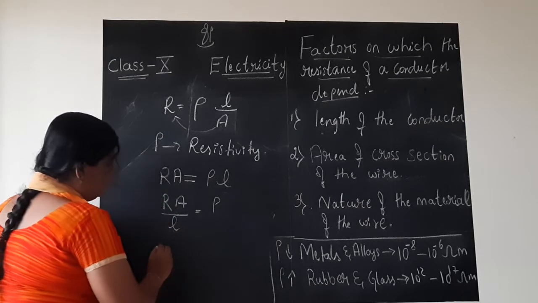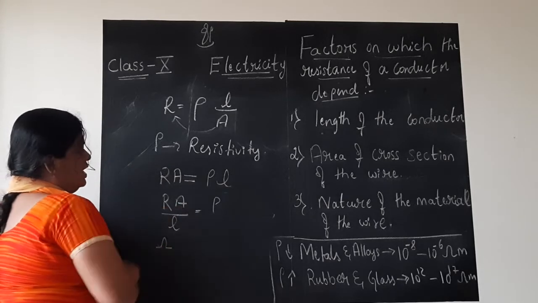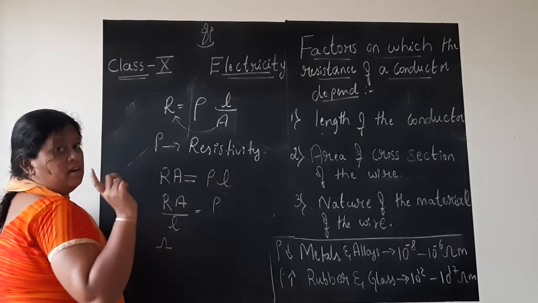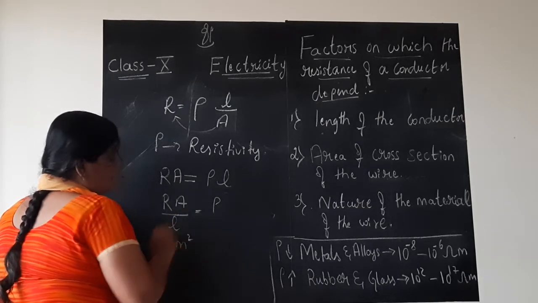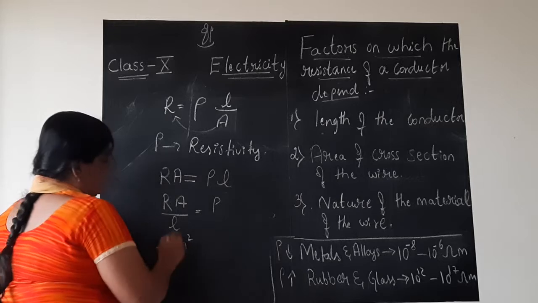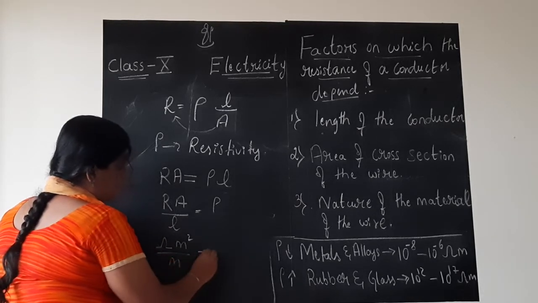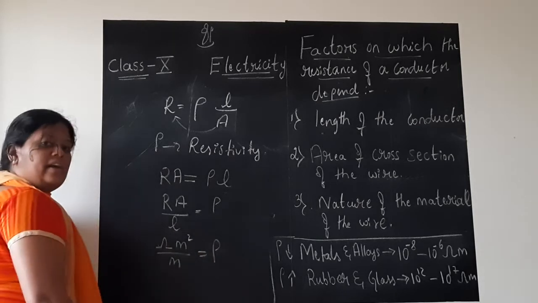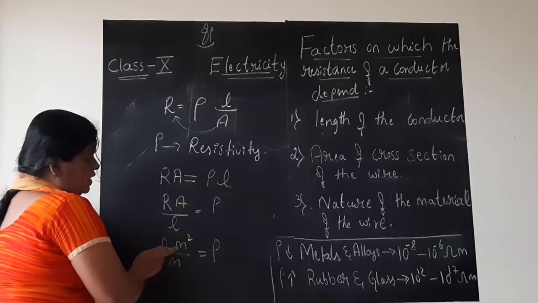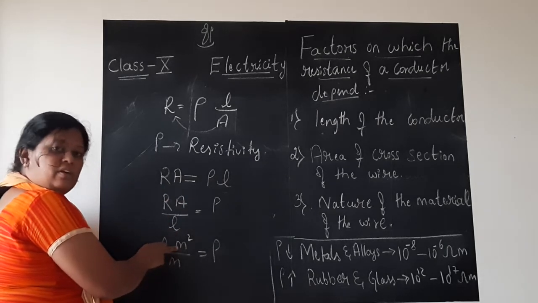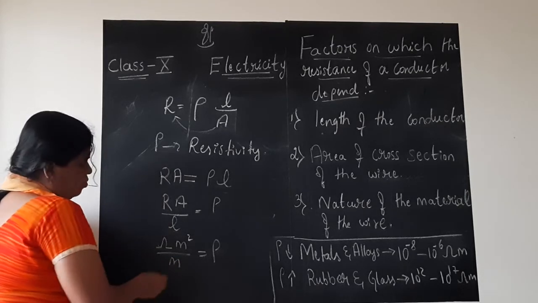R is resistance, so its unit is ohm. A is area, not current. Don't get confused. A is area, so its unit is meter square, divided by L. What is L? Length. The unit of length is meter, equal to rho. I will write it as it is. Resistance unit is ohm. Area unit is meter square, length into breadth, so meter into meter, meter square. But length is only one quantity, so it is meter.